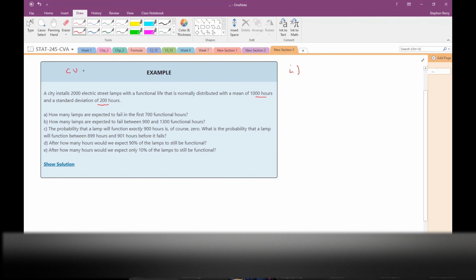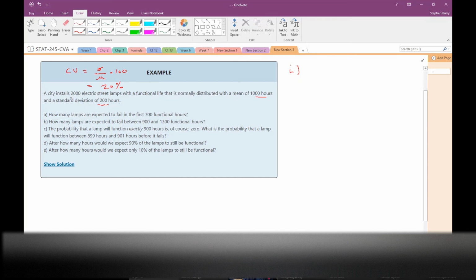Remember the coefficient of variation? Your standard deviation over your average. It's a little high, but that's okay. It's believable. 200 over 1,000, so 20%. That's okay. It's not the 10% that we strive for, but it's okay.